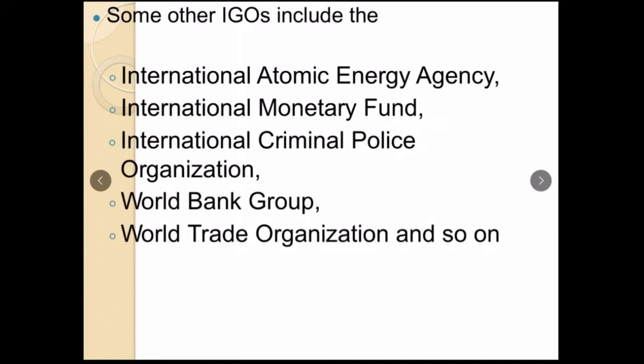Now let's look in detail at the International Monetary Fund and the World Bank. So what is the International Monetary Fund? What does it mean? The International Monetary Fund, or the IMF, is an organization of 189 countries working to foster global monetary cooperation. It is working to foster not only global monetary cooperation, but also to secure financial stability, to facilitate international trade, to support the World Trade Organization, and to promote high employment and sustainable economic growth.